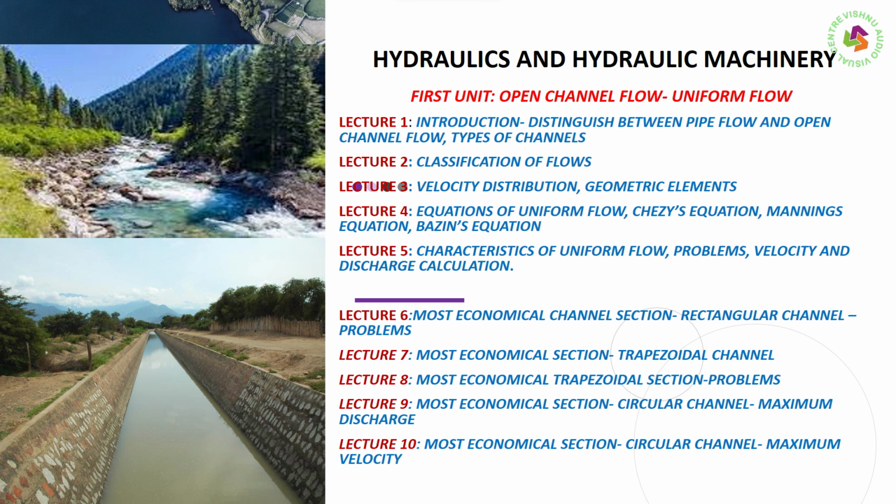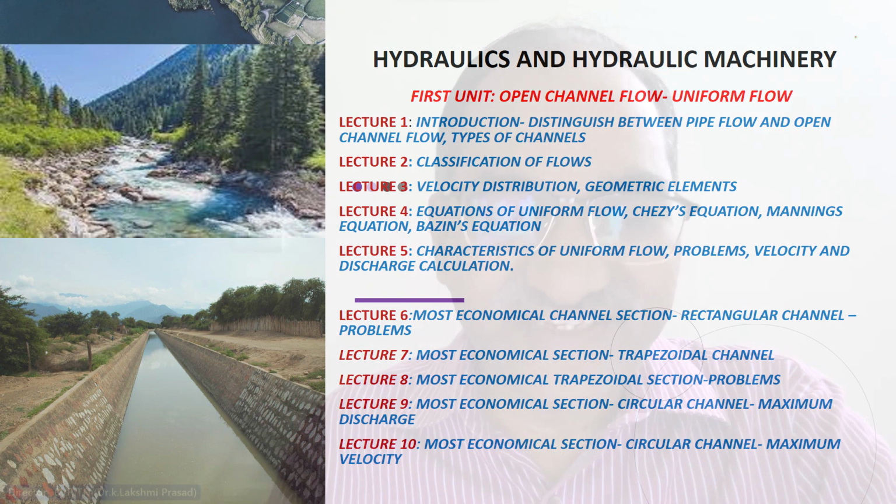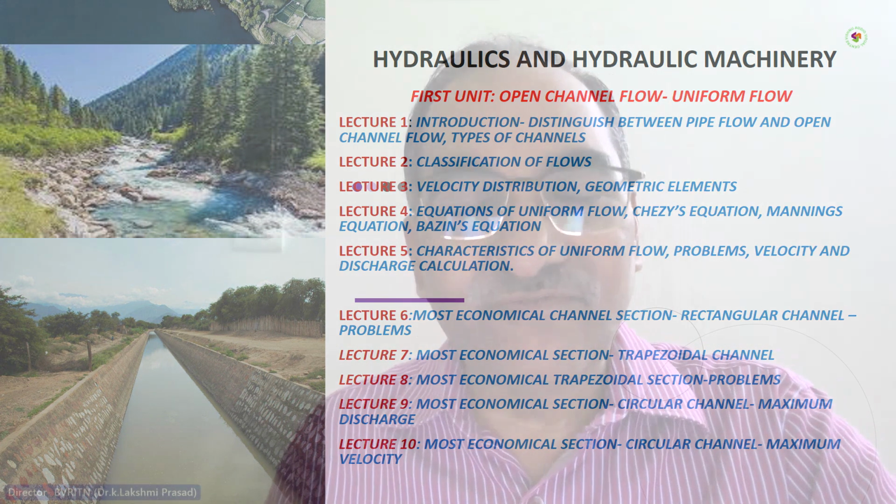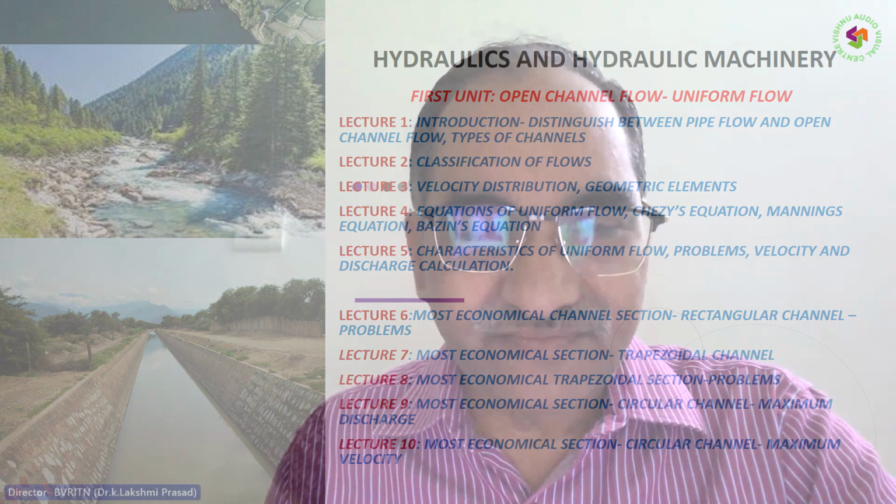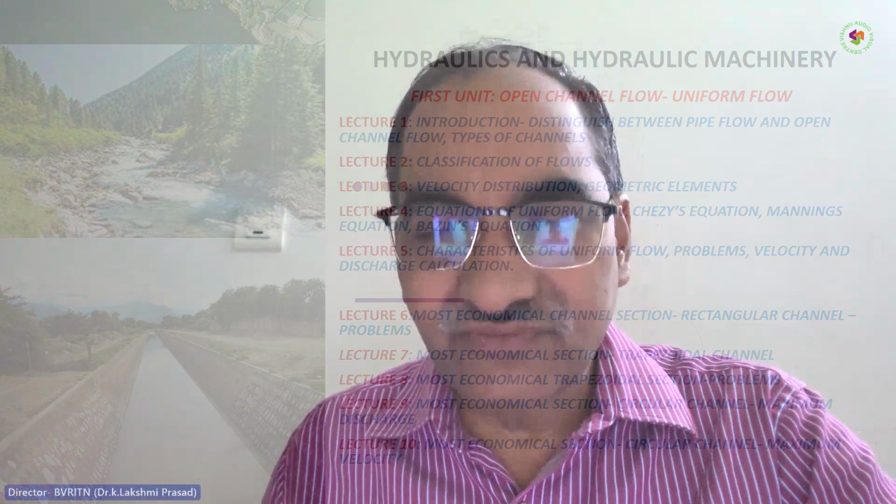That is possible when P, the wetted perimeter, is minimum. That is the condition which we have used and derived the conditions for the most efficient or economical rectangular channel section, which state that the depth of flow is equal to half the bed width, that is y is equal to b by 2, whereas the second condition is the hydraulic radius is equal to half the depth, or R is equal to y by 2.